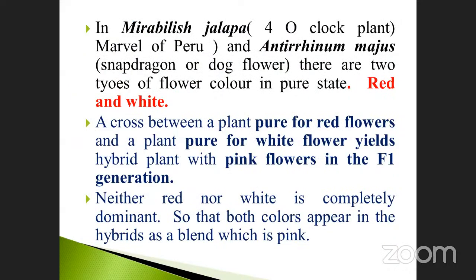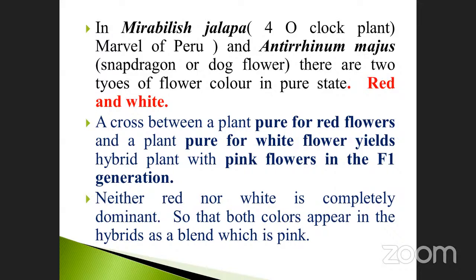Okay. So what they did, see, in Mirabilis jalapa, the four o'clock plant, the marvel of Peru. So this is a plant. And the Antirrhinum majus, snapdragon and dog flower. There are two types of flower color in the pure state, red and white. The pure state means one is the dominant character as well as the other one. So here we will not say which one is dominant, isn't it? So incomplete dominance only.